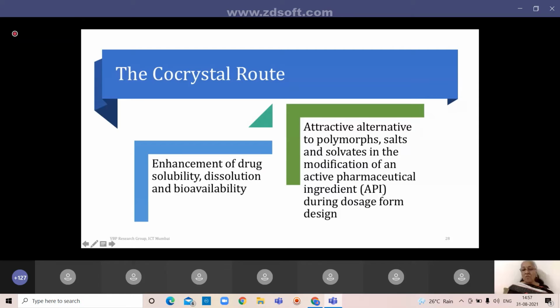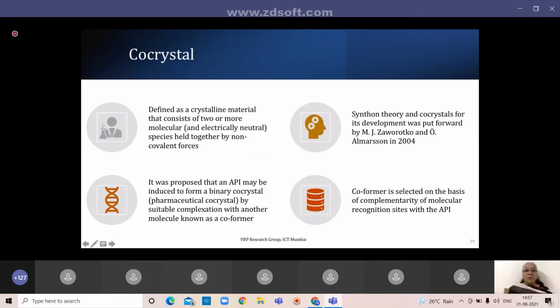Solvates will have some amount of solvent within the structure, which remains entrapped. And many times it's seen that just removing that solvent can change the total property, the total solubility characteristic of that moiety. So these are crystalline materials which consist of two or more molecular, this is very important, and electrically neutral species, which are again held together by non-covalent forces.